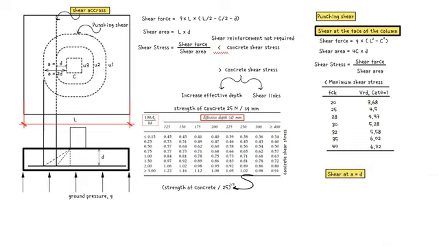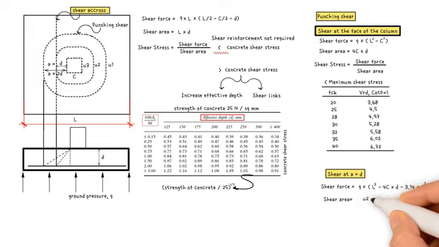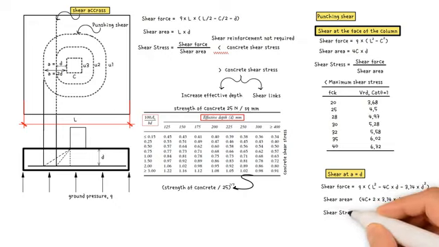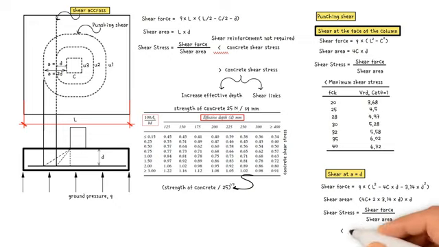Checking shear at A equals D. Shear force equals ground pressure multiplied by L squared minus 4 column width times effective depth minus pi effective depth squared. Shear area equals U2 times effective depth, which is 4 column width plus 2 pi effective depth times effective depth. Shear stress is calculated by dividing shear force by shear area. No shear reinforcement is required if shear stress is less than the concrete shear strength multiplied by 2 effective depth divided by A.